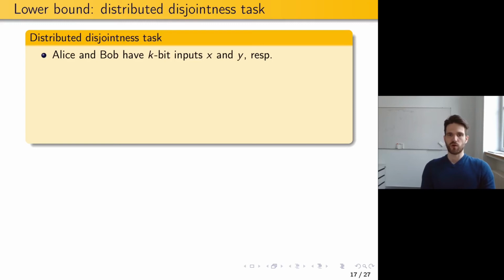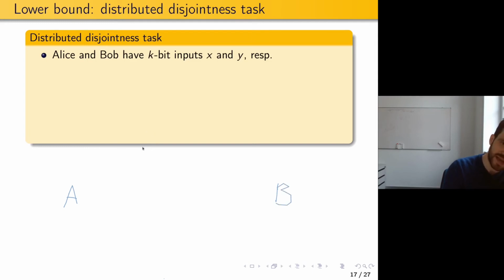In order to prove the lower bound, that you cannot solve MST faster than shortcut quality time, we will first go through an intermediate problem called the distributed disjointness task. Alright, so what is this task? It is a two-player game between Alice and Bob. So you have Alice and you have Bob, and they are both given a k-bit input x and y. So Alice is given its own k-bit input, let's say 0, 0, 1, 0, and Bob is given its own k-bit input, let's say 0, 1, 1, 1.